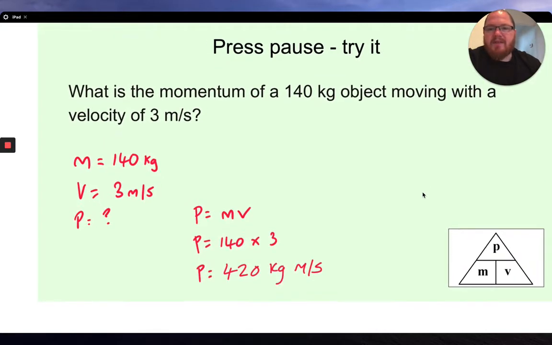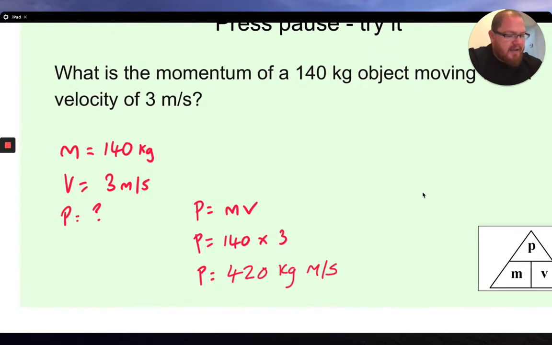And that's what I've done. I've picked out my mass, which is 140 kilograms. My velocity, my speed, is 3 meters per second. What's my momentum? P equals mv. I've times'd 140 by 3, and I've come out with 420 kilogram meters per second.